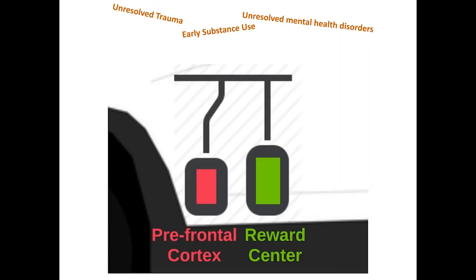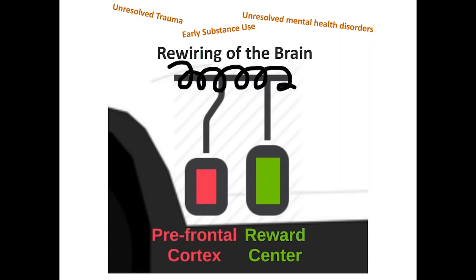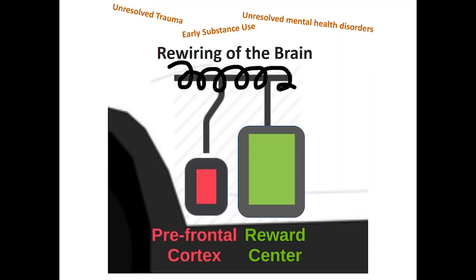So when you add in obstacles like unresolved mental health disorders, early substance use, and unresolved trauma, they have a way of really rewiring the brain. And they rewire the brain in a way that makes it more likely that a person pushes down even more on the reward center. These different obstacles and this toxic stress in a person's life can impair the development of the prefrontal cortex.